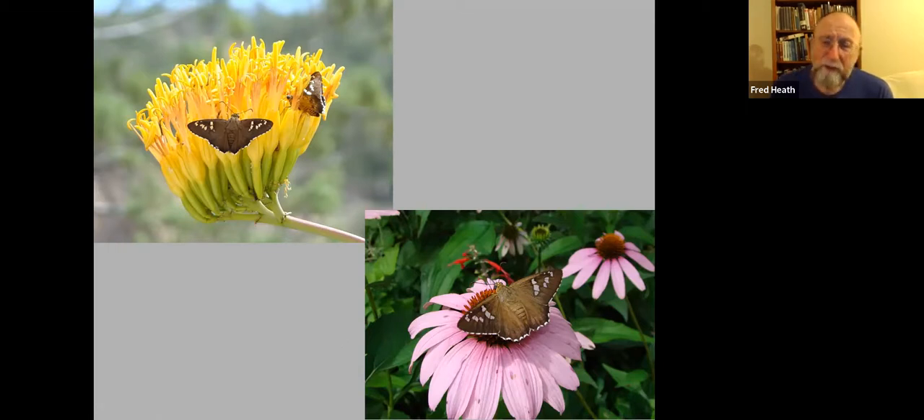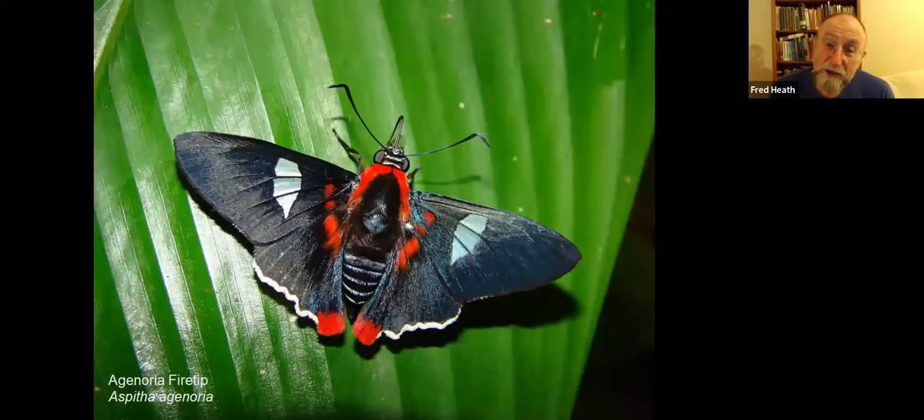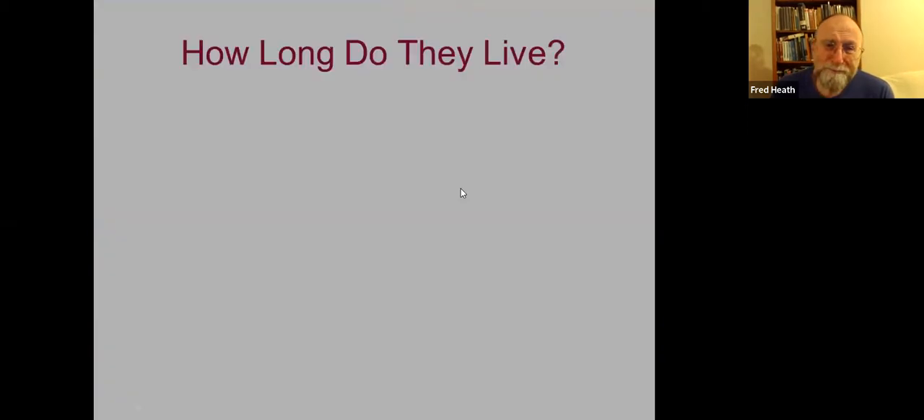They're called dull firetips because compared to the ones in the tropics, like this guy, which has actually got a fire tip, they are pretty dull, I suppose, but that's pretty nice. Anyway, you can see those antennas have those little hooks on them.